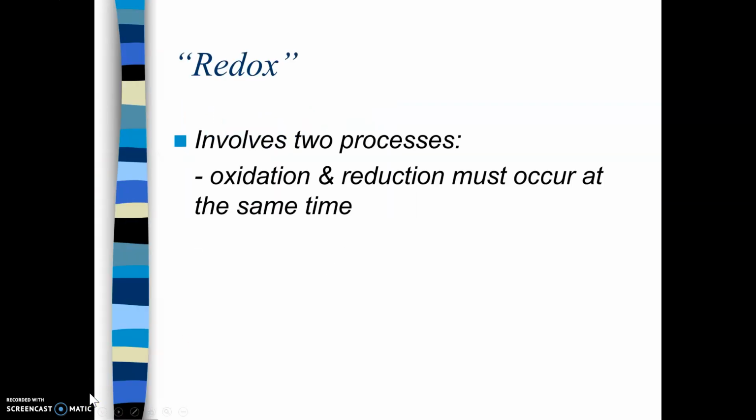The term redox is just reduction and oxidation smushed together. This involves two processes. Oxidation and reduction must occur at the same time. So oxidation, if you remember, is the loss of electrons. Reduction is gaining the electrons. And they both have to occur at the same time.